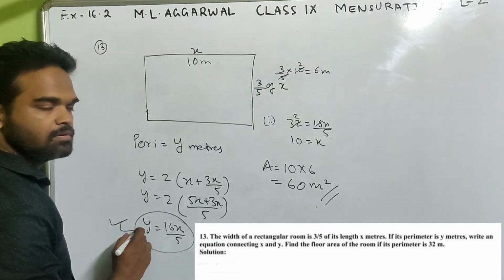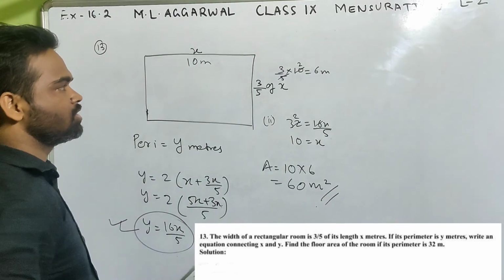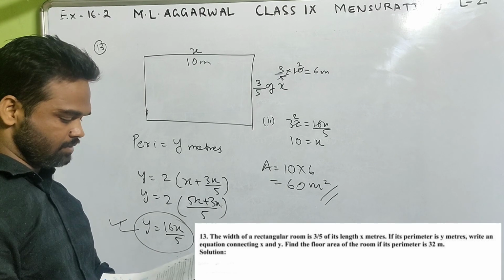First find the relation. Then they've given the value of y. Put it. Get the value of x. Once you got x, length and breadth is known. Find the area. Done.